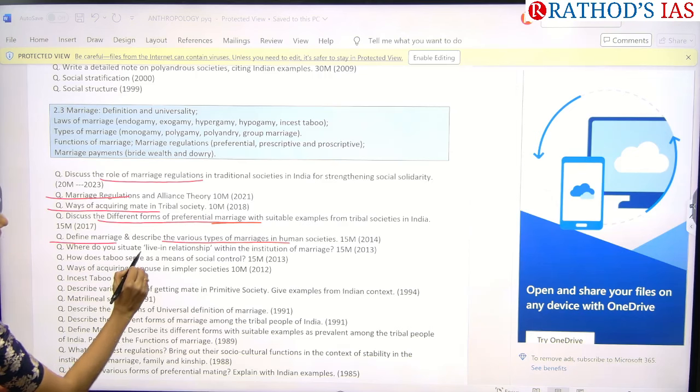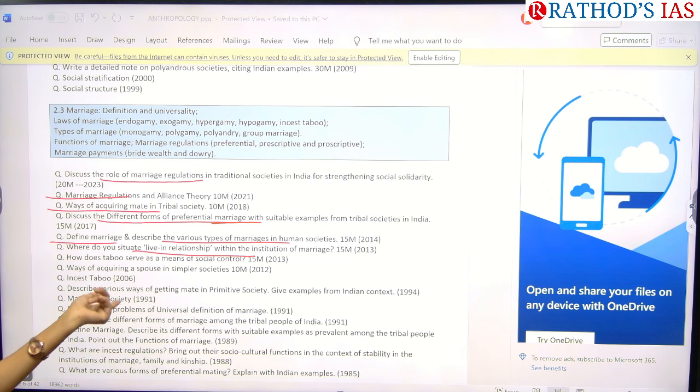And next one is live-in relationship within the institution of marriage. Because of industrialization, as I said, there is a lot of change that we see in marriage. One change is that live-in relationships have increased. Again the question came. And next one is, how does taboo serve as a means of social control?